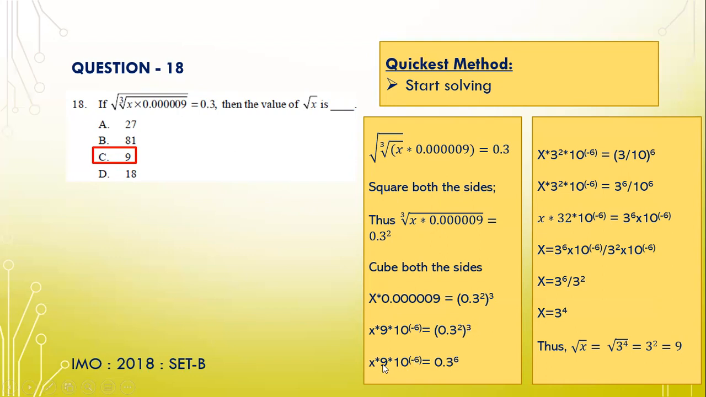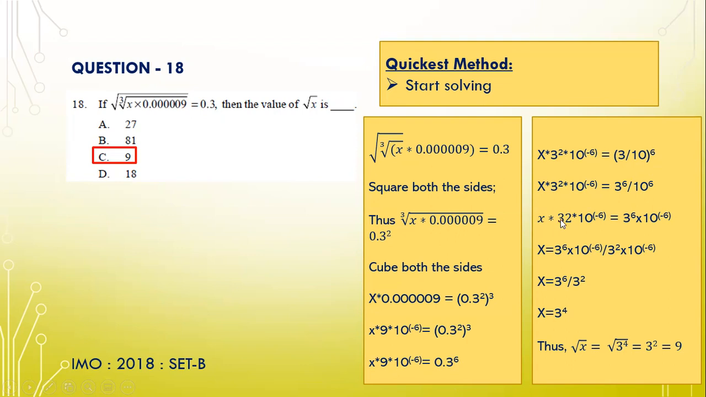So this will be x into 9 into 10 raised to minus 6 is equal to 0.3 into 3 to the 6. 0.3 raised to 6. So again, x into what is 9? 9 is 3 square into 10 raised to minus 6 is equal to what is 0.3? 0.3 is 3 upon 10. 0.3 is 3 upon 10 raised to 6. So x into 3 into 10 raised to minus 6 is equal to 3 raised to 6 upon 10 raised to 6. Because a upon b raised to c is a upon c raised to b upon c.